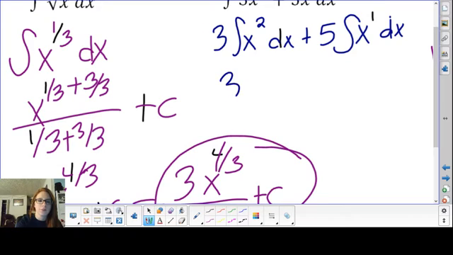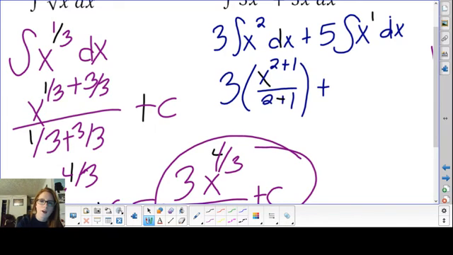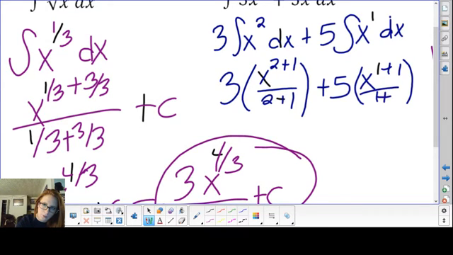So I know I'm going to have 3 times x to the 2 plus 1 over 2 plus 1, plus 5 times x to the 1 plus 1 over 1 plus 1, plus c.